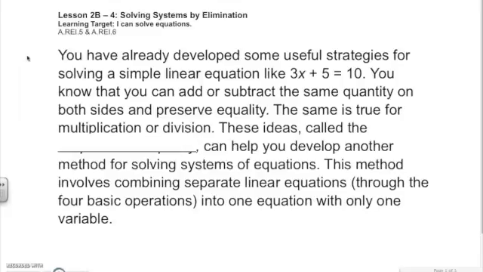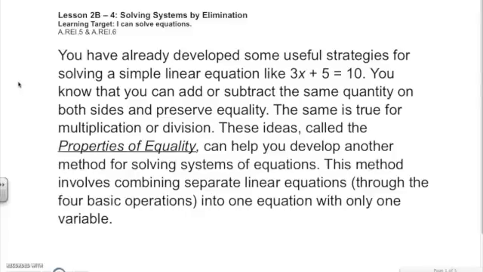Now, we know that in a regular, simple, linear equation, back before we were doing systems and doing more than one equation at a time, when we had an equation like 3x plus 5 equals 10, we knew that we could add or subtract the same quantity on both sides to preserve the equality. We can do the same thing with multiplication or division. These ideas, called the properties of equality, can help you develop another method for solving systems of equations.